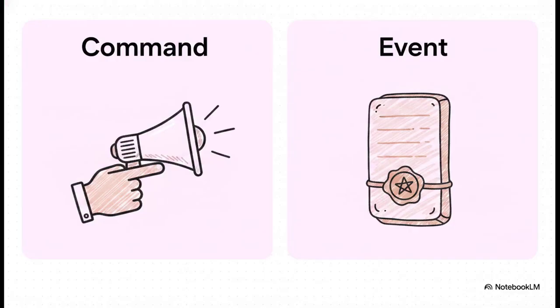So to really get this architecture, we have to start with its absolute foundational building block. And it's crucial here to distinguish between a command and an event. A command is simply an instruction asking the system to do something, right? Like create order or send email. But an event is an immutable historical fact. It literally says something has already happened, like order created or email sent. Events are so powerful because they represent actual business facts that multiple other parts of your system can react to, and they can do it completely independently.